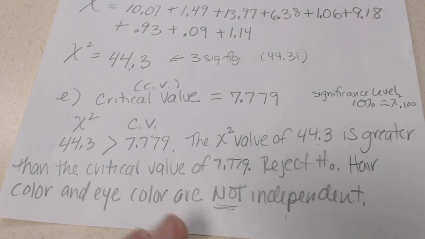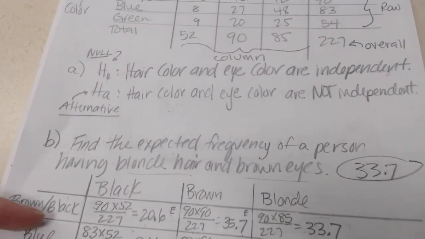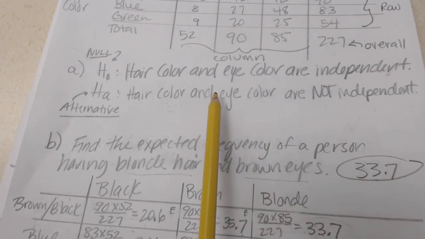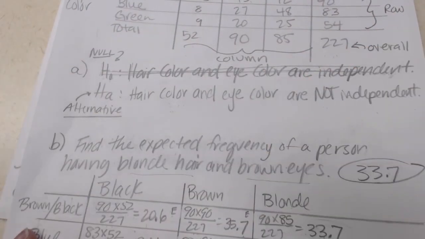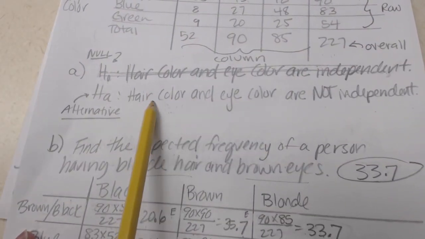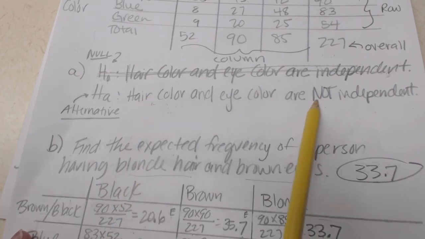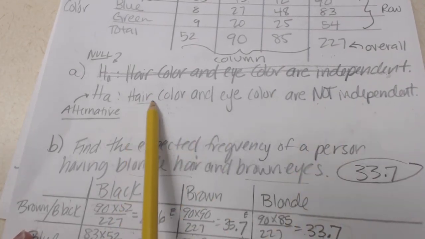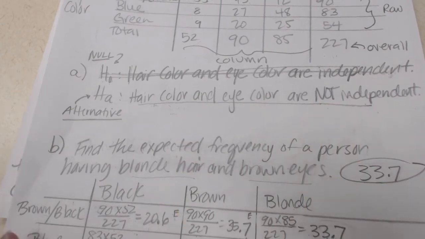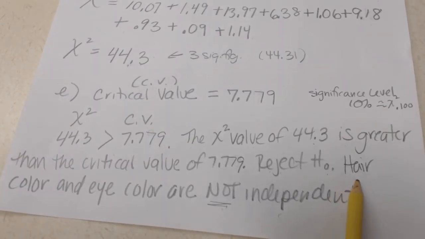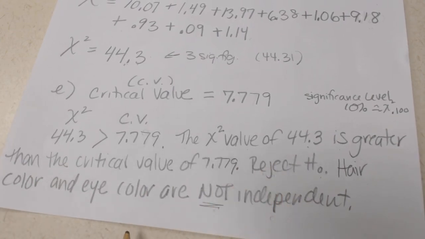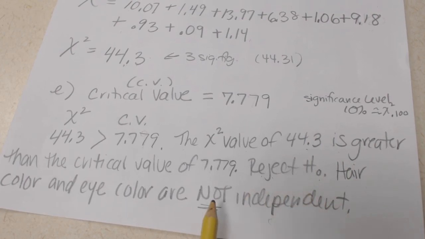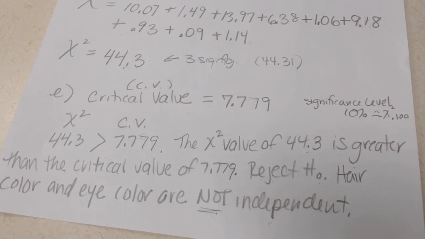Now, when we reject our null hypothesis, we're actually going back to this first part, this first step. This is the null hypothesis. We're rejecting this. This is out. Once we reject that, we say that we now have evidence to support that they're not independent. So we have evidence for this. And this is where I got the sentence here. Hair color and eye color are not independent. So once you kick your null hypothesis, your H sub O, out, you do have evidence to support that hair color and eye color are not independent, and that's what you write.